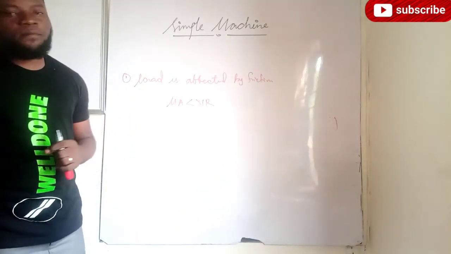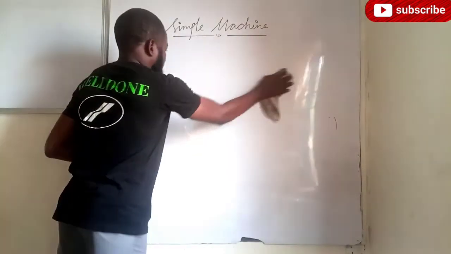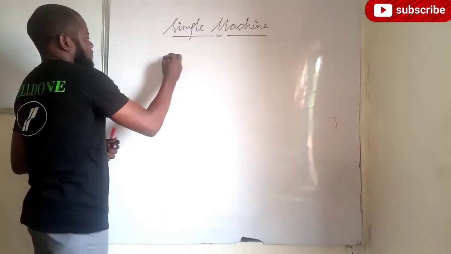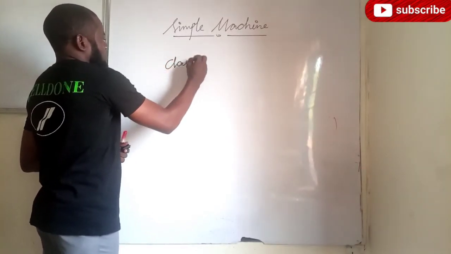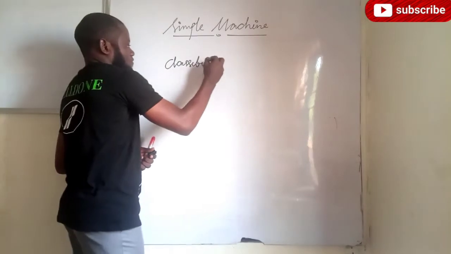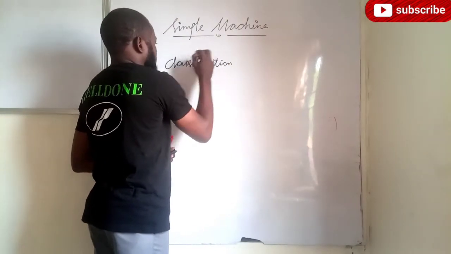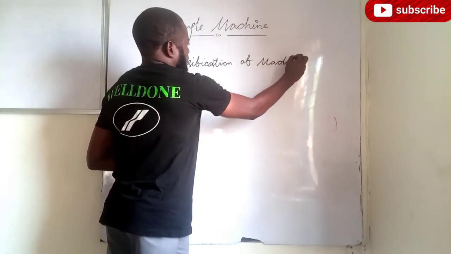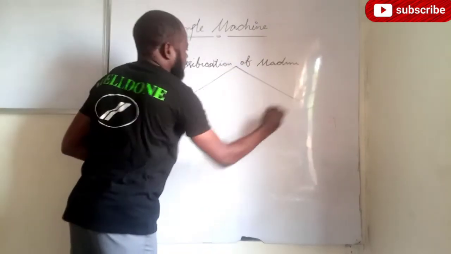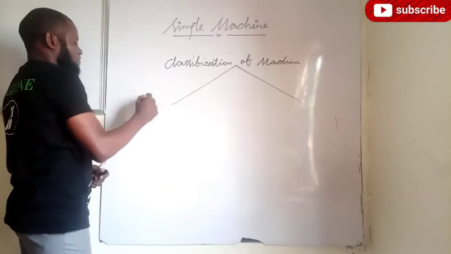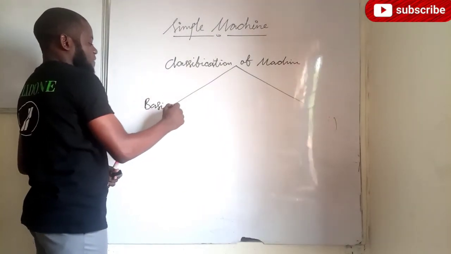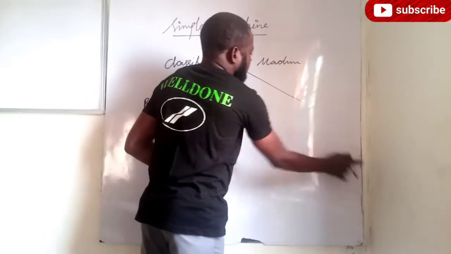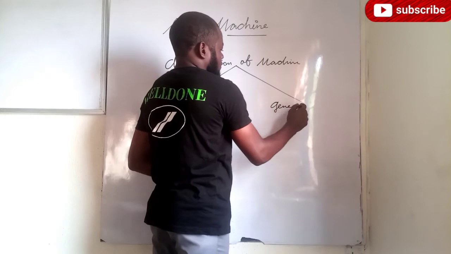Now, we talk about the classification of machines. When you talk about the classification of machines, we can classify machines into two. We have the basic machine and we have the general classification.